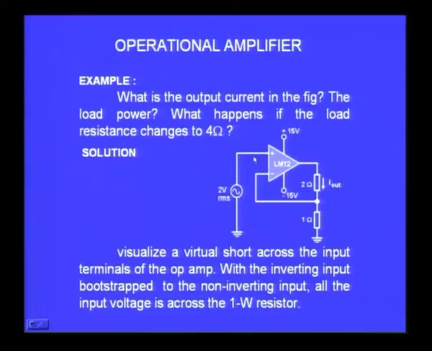So I have got here a small example. What is the output current in the figure? You have used an op amp LM12 with plus or minus 15 volts. I apply 2 volts RMS voltage at the input, and I have 2 ohms and 1 ohm in series here. So what is the load power, and what happens if the load resistance changes from 2 ohms to 4 ohms? In principle it should not matter, because the current is decided by only the 1 ohm. So we will try to see that.